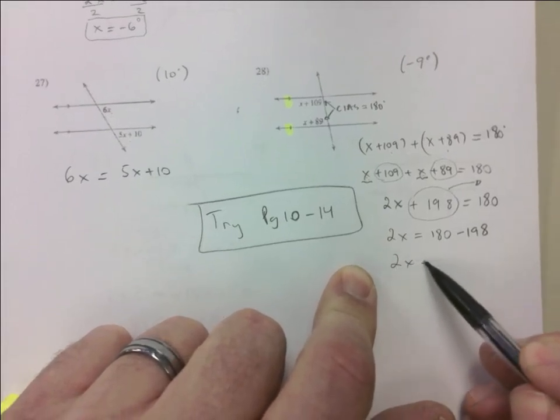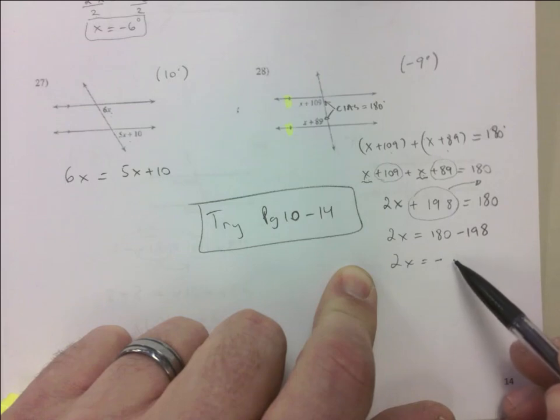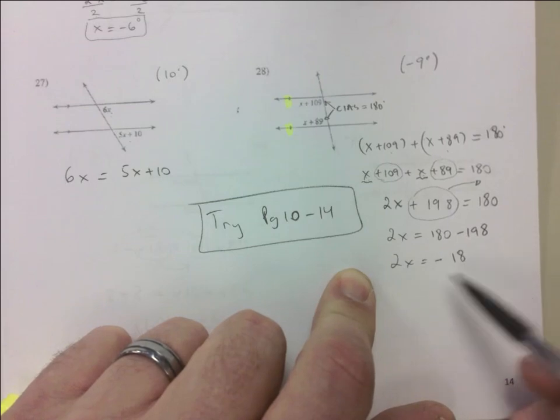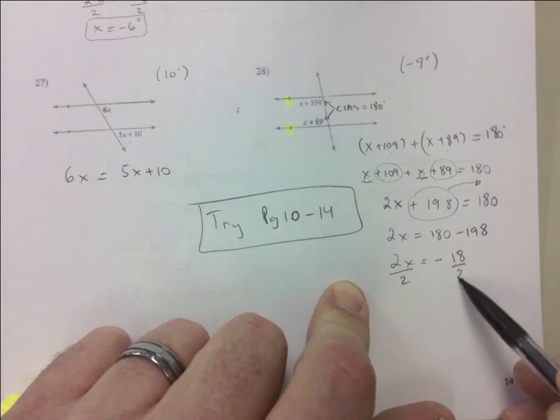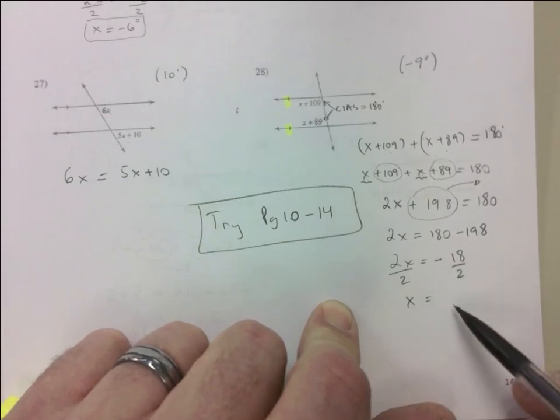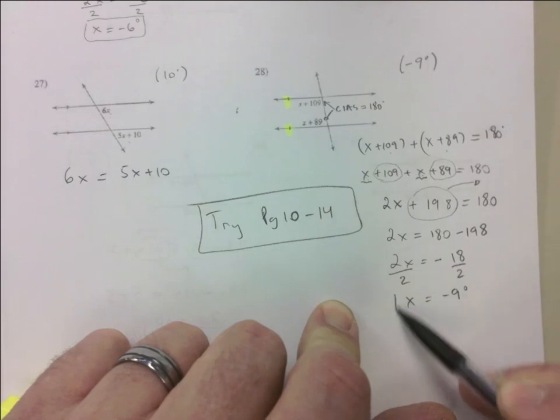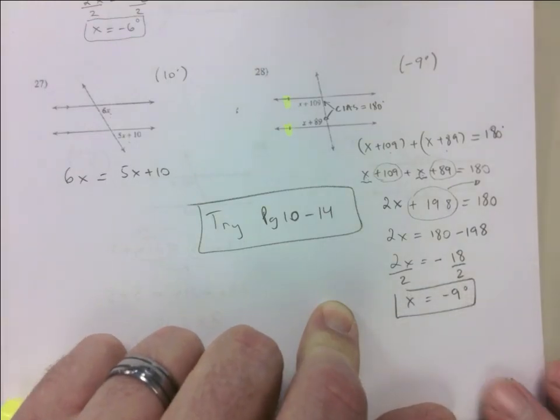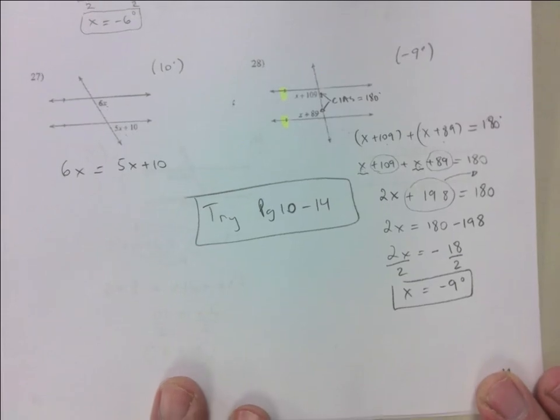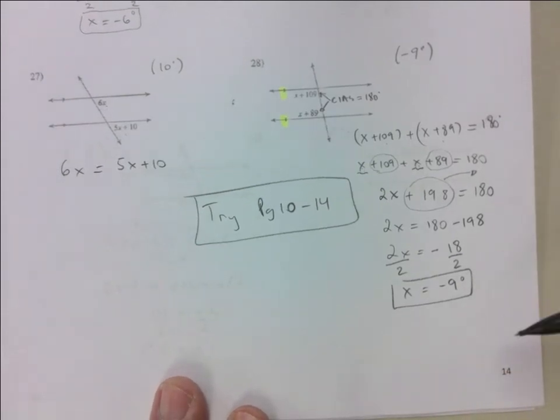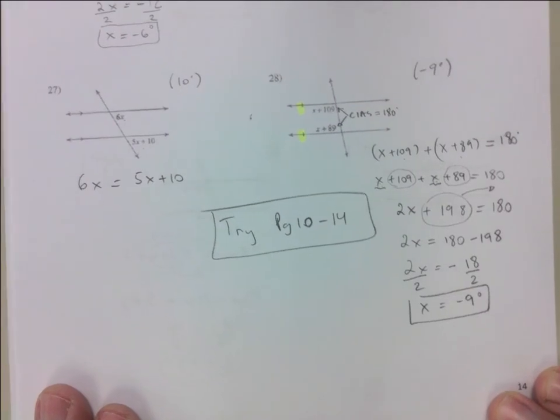Clean it up a little bit. This would be negative 18. You divide both sides by 2. X is equal to negative 9 degrees. So now you've solved for x. Okay. So I'll do that. How about we do 27 real quick? We'll do that together.